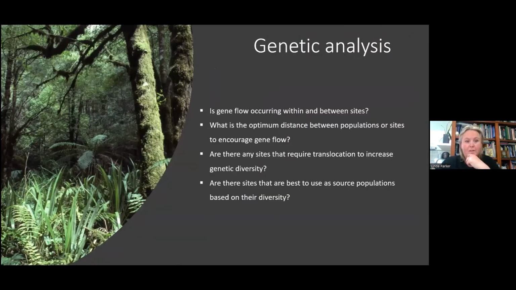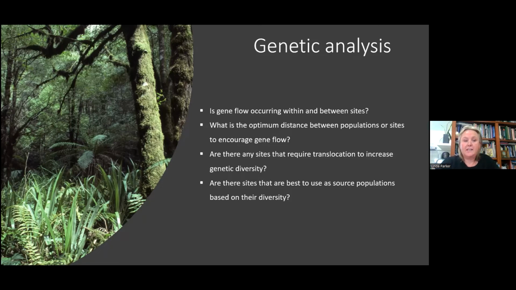Following the translocation, we have done some genetic analysis, which ideally, as was said last week in the symposium, it would be good to do at the start. Basically, we wanted to know, is there gene flow occurring between the sites, where we should put the populations to encourage gene flow for the new ones? And are there any sites that need a bit of assistance in terms of receiving individuals to increase the diversity? And where should we take the plants from to get the best genetic diversity within the new sites?